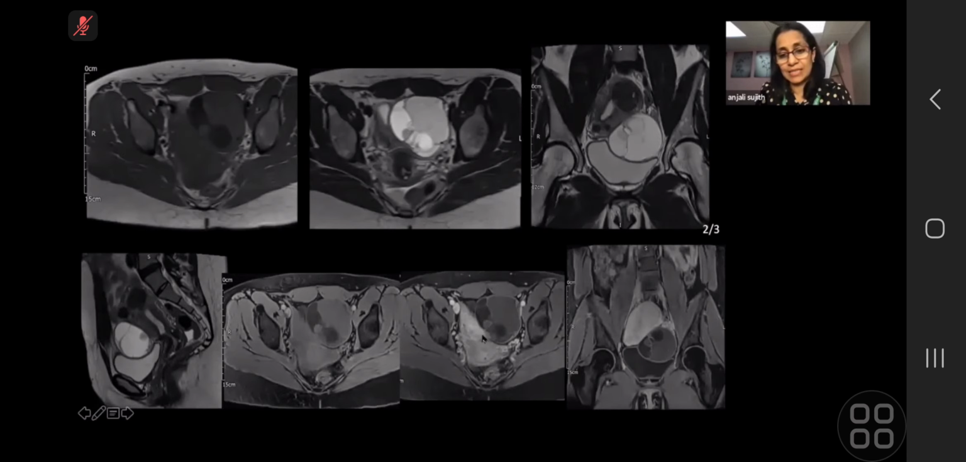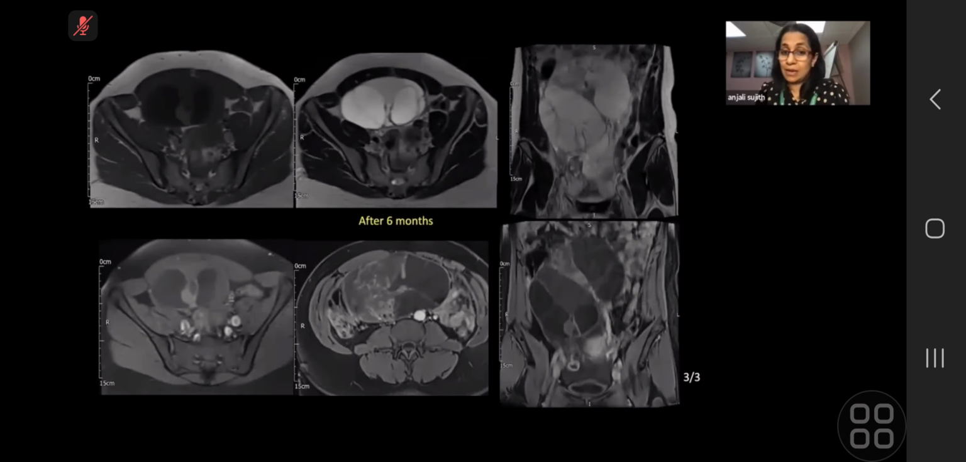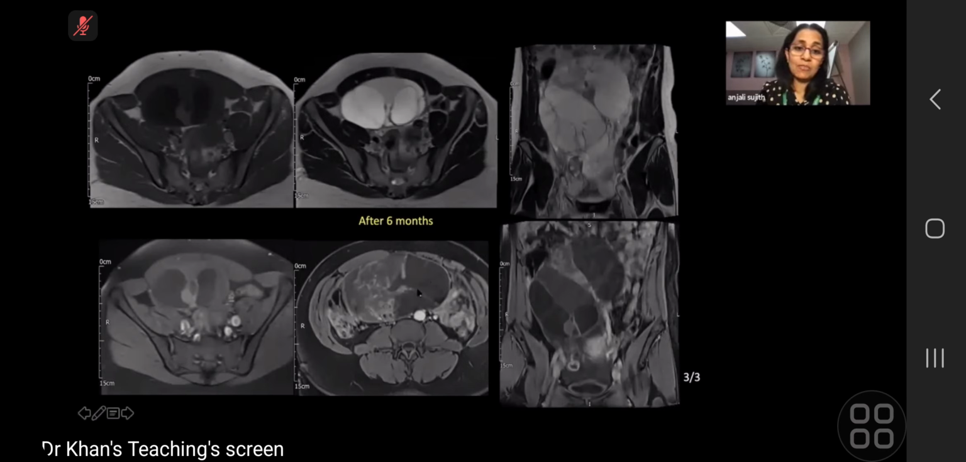but following contrast, there is not much enhancement. There is no enhancement at all. So at this stage, it did not demonstrate definite signs of malignancy, and she was kept under close interval follow-up. After 6 months, it just blew up. So it has now become a full-blown malignancy with a multiseptate cystic mass with enhancing solid components.